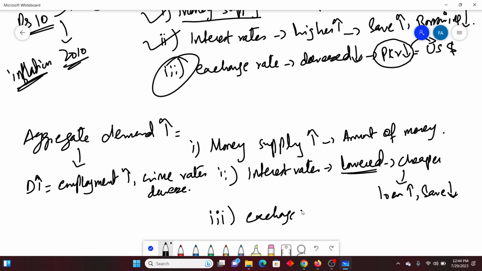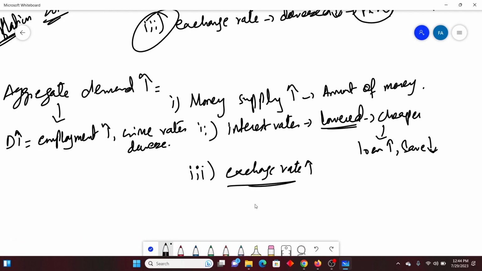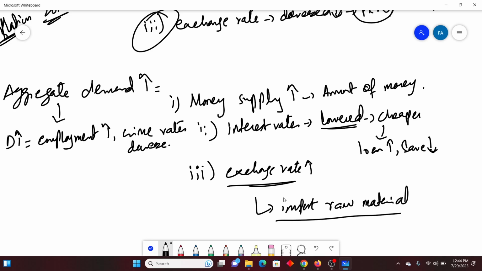Exchange rate needs to be decreased. So when the exchange rate needs to be decreased, sorry, it needs to be increased, because they will be able to import more. Import, again, it could be the import of raw materials. Maybe people are importing more raw materials so that they could produce more and make a better finished product in the market.